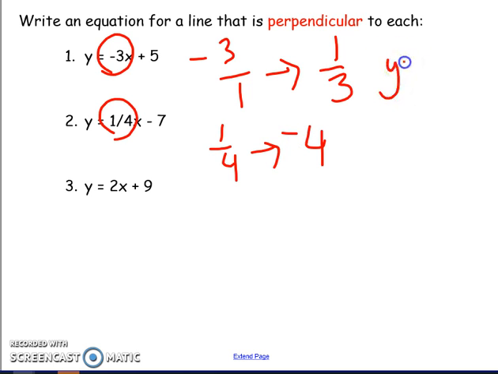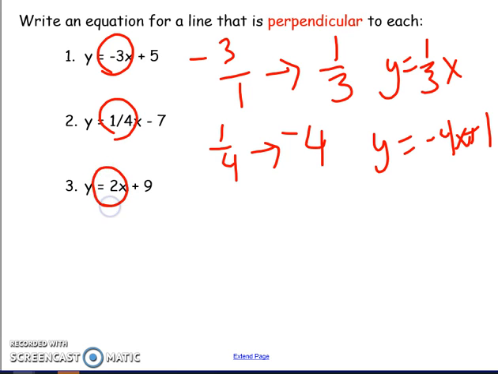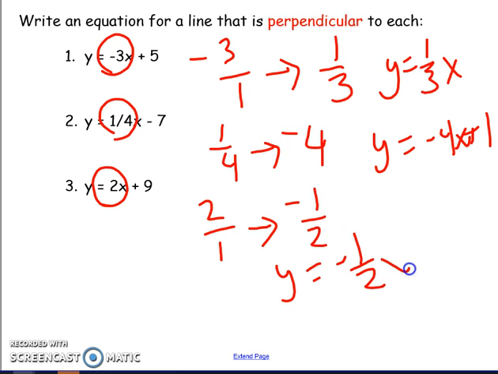So if we need equations for these, for the first one, y equals 1/3 x, and for the second, y equals -4x plus 1, or plus or minus anything. For our last one, our original slope was +2. So again, if we make that into a fraction, for our perpendicular line, we're going to flip and switch our slope, so it becomes -1/2. So y equals -1/2 x plus, well, let's say 2.